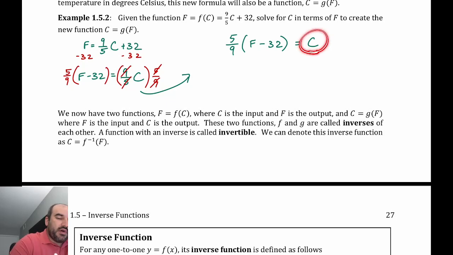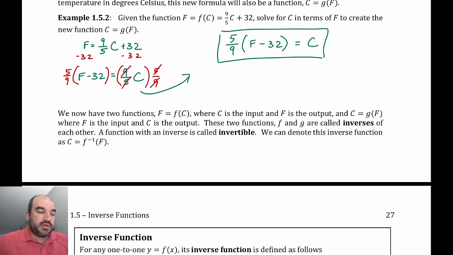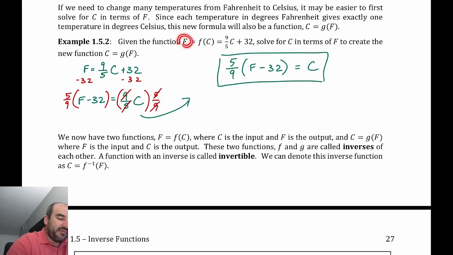Now that we've isolated C, it's by itself on one side of our equation. That is going to be our function. This left side is going to be the function g of f that the question was asking for. So we've just taken an equation that is f equals some function of c, and we've converted it, isolated the c, so that now we have a function c that is in terms of f, right? So we've kind of reversed the roles of the variables here, the inputs and the outputs.